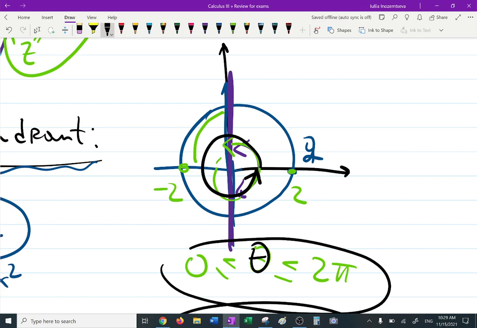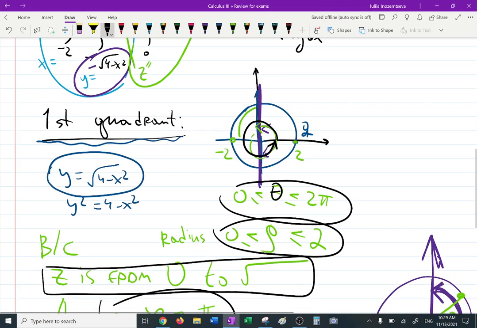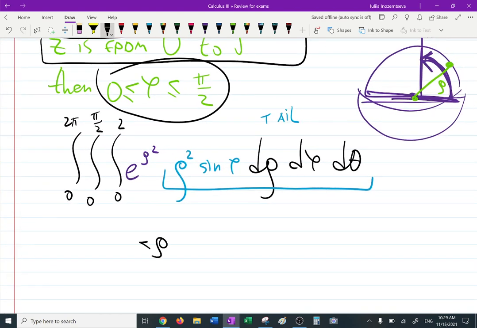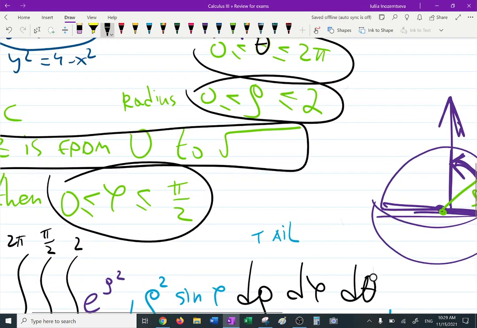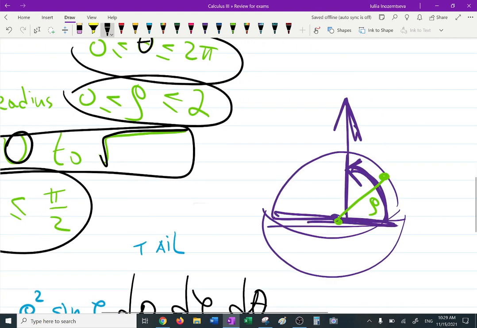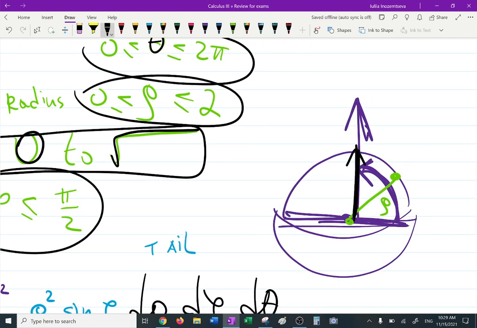But then how is the other one pi over 2? Pi over 2 is phi. Phi is restricted in general. Phi is from 0 to pi. But this time, z was only positive. Phi, by the definition, is the angle with z. Since z was only going up, we had to restrict your phi to halfway through. So phi was only going from 0 to pi over 2.